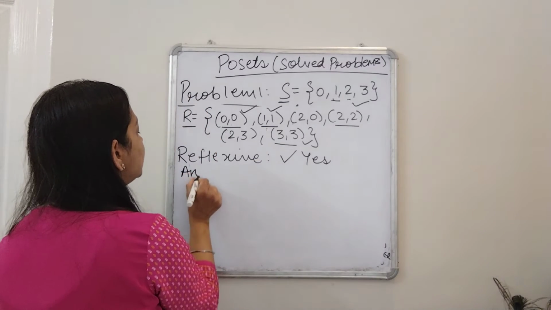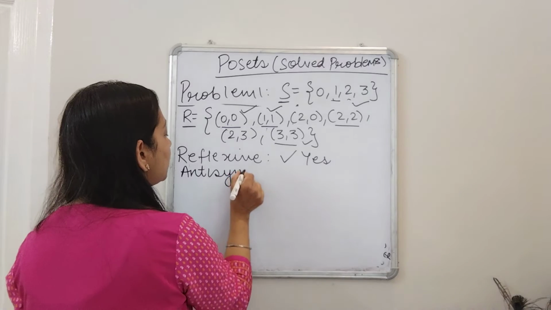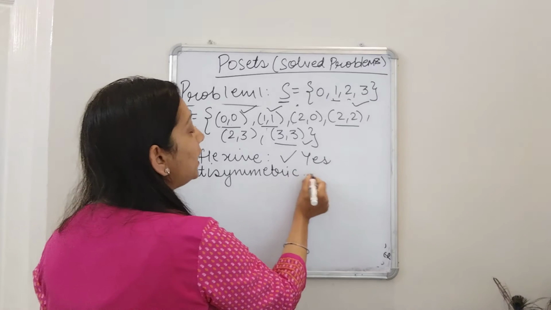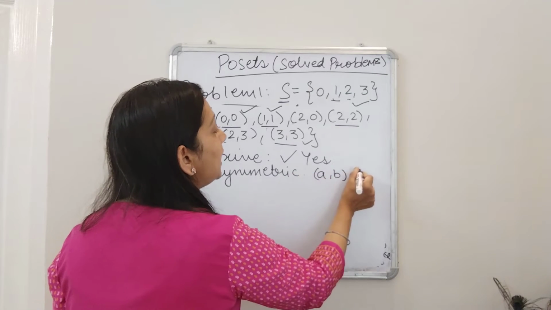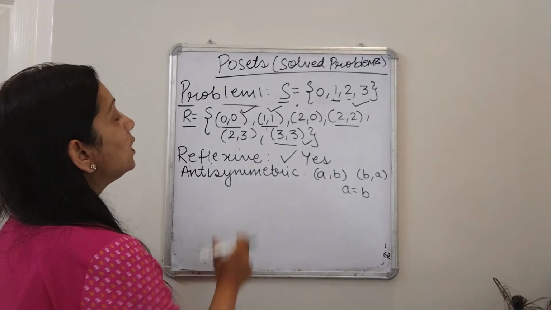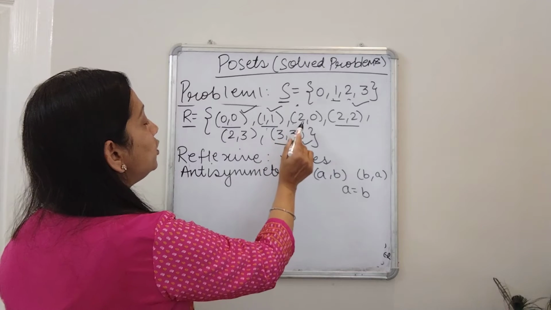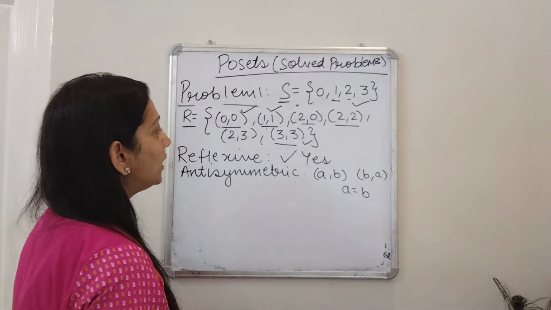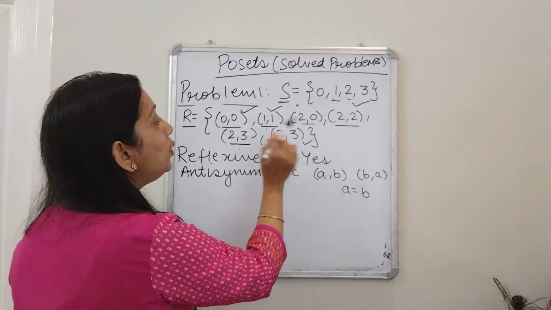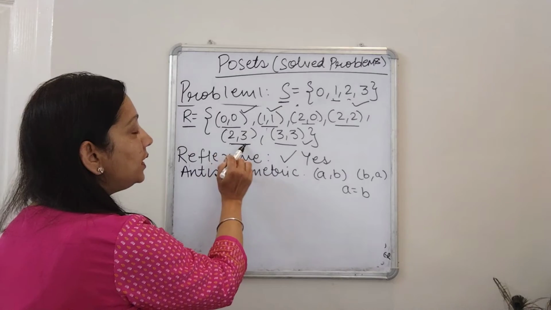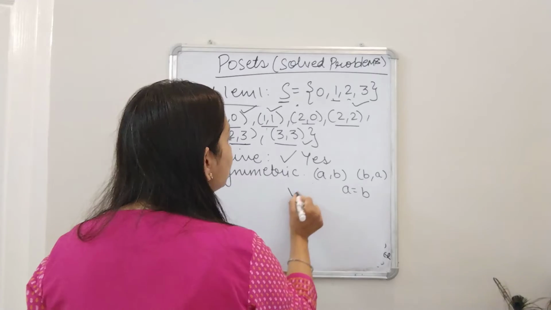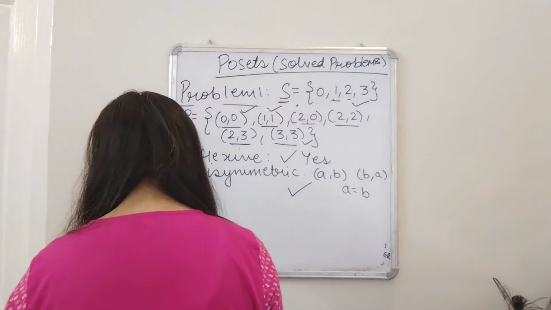Then let's see if it is antisymmetric. I know to be antisymmetric, if AB exists in the relation, then BA will exist only if A equals B. Now (2, 0) is existing here but (0, 2) is not existing, that is fine. (2, 3) is existing but (3, 2) is not existing. So I can say that this is antisymmetric as well.